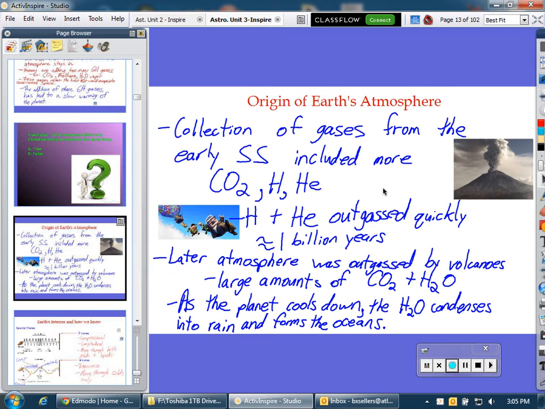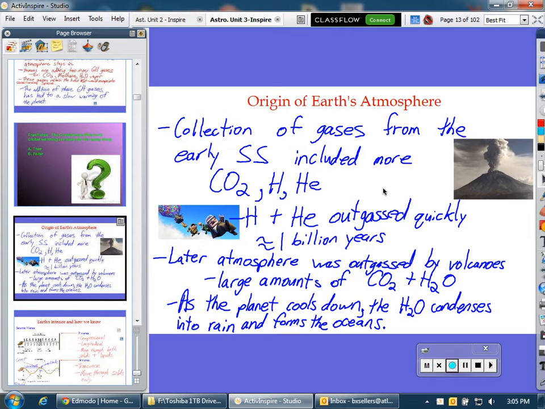Last thing we're going to talk about is the origin of Earth's atmosphere, right? So, when the early solar system was forming, right, the nebular theory and all that, gases were collected, right? And so were rocky materials, which is what made up most of our remaining planet, of course. We had large amounts of gas, and larger amounts of gas than we do now.